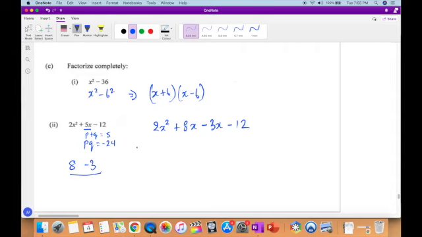Okay, so let me see how this grouping could work. I could pull out 2x here, and I'll have x plus 4 on the inside, right? 2x times 4 is 8x, right? So therefore I'll want x plus 4 on this side as well, so I'll probably have to put minus 3 there. Minus 3 gives me 3x. And then minus 3 plus 4 is negative 12. 4 threes are 12. So therefore this one is 2x minus 3 into x plus 4. Nice.